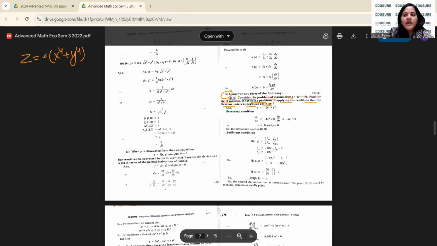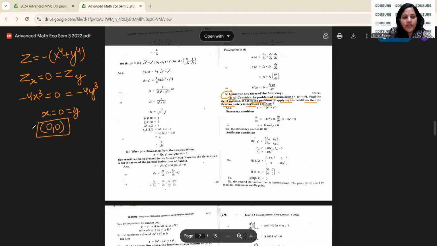See, whenever we have a two variable function, the maxima or a minima will exist when the partial derivative of z with respect to x is 0 as well as the partial derivative of z with respect to y is 0. So Zx and Zy both should be equal to 0. That means minus 4x cube should be equal to 0 and that should be equal to minus 4y cube. So x equals 0 equals y. So (0, 0) is the only point where we can have a maxima or a minima.